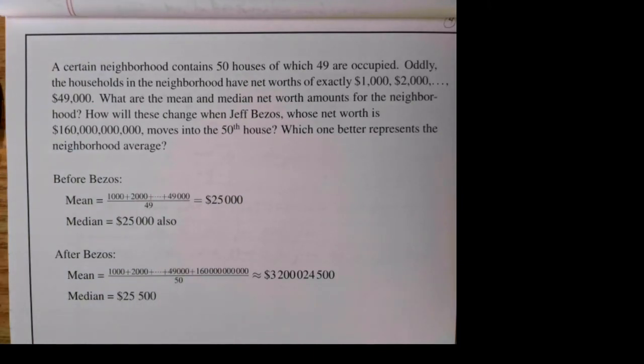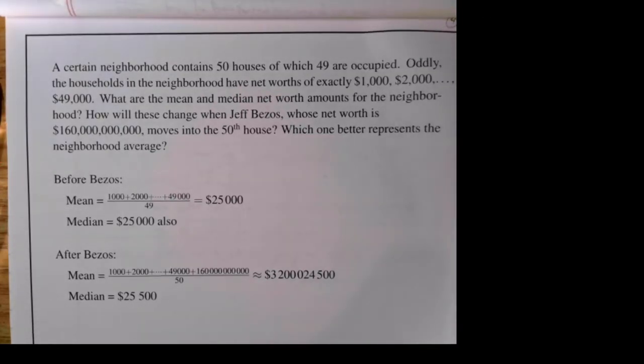So let me read it. A certain neighborhood contains 50 houses, of which 49 are occupied. The households in the neighborhood have net worths of $1,000, $2,000, and so on up to $49,000. What are the mean and median net worth amounts for the neighborhood, and how will these change when Jeff Bezos moves into the neighborhood in the 50th house? His net worth is $160 billion. Which one, the mean or the median, better represents the neighborhood average?